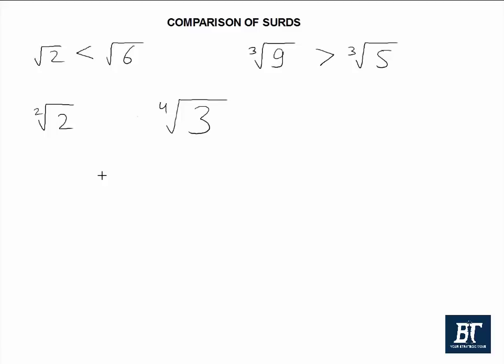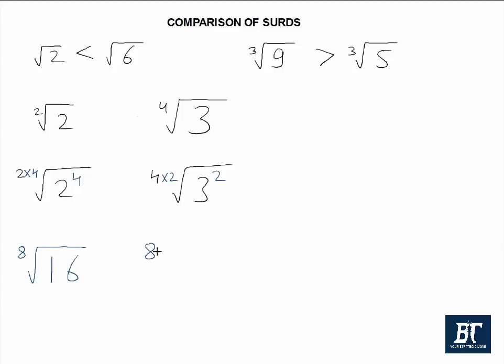So what we'll do is we will change the order of these surds. This is square root 2, this is fourth root of 3. So we will multiply this by 4 and this will take power 4, and this by 2 and this is a square. So this will become 8th root of 16 and this will become 8th root of 9. If you realize, this is greater than this, and then this is greater than this. So to compare two surds whose orders are not same, first you need to convert them into the same order and then compare. Let's see one more example.